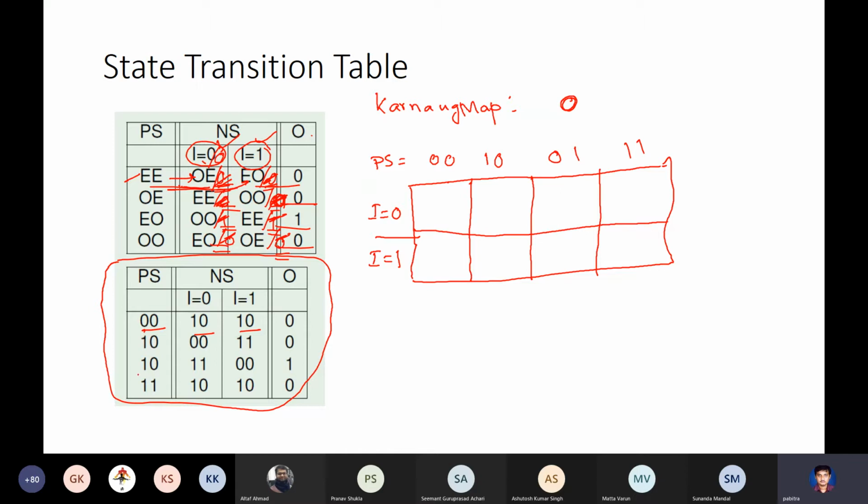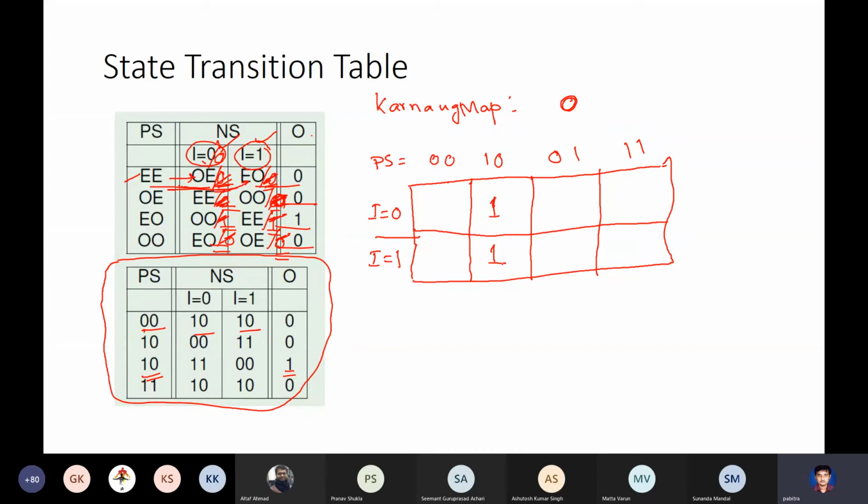So what will we see? It is dependent only on the present state. Let's see the on combinations, on rows of the output. It is on only for the present state to be 1 0. This is 1 for all inputs, so both of these should be 1. This is the Karnaugh map.